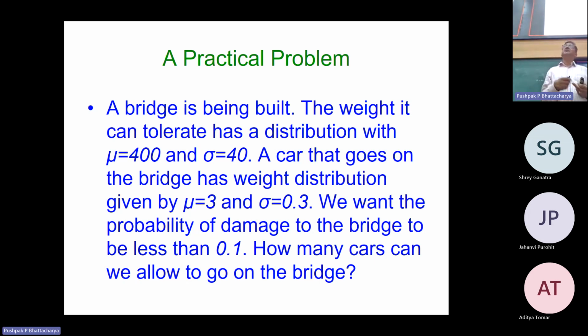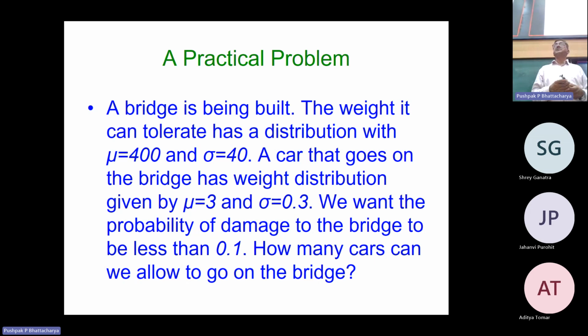The car's weight is also a distribution. Both these are easy to understand. Okay, so the car's weight is a normal distribution with mean as 3 and standard deviation as 0.3. So 1 sigma distance from the mean would be 3.3 and 2.7. Okay, for the car. 1 sigma distance for the tolerance level will be 440 and 360 for the bridge. Okay, 1 sigma distance. So we make use of this to have first a deterministic approach to solving how many cars can be on the bridge, and then a probabilistic approach.